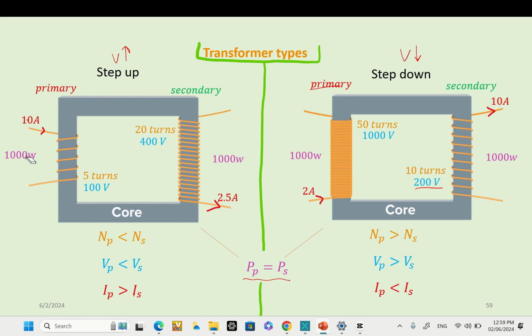Now remember that the power is the multiplication of the current and voltage. So if I want to find the primary power, or the power on the primary coil, I will multiply the primary current times the primary voltage. 10 times 100 is 1000 watts. If I want to find the power on the secondary coil, I will multiply Is times Vs. The secondary current, 2.5, times the secondary voltage, 400, also gives you 1000 watts.